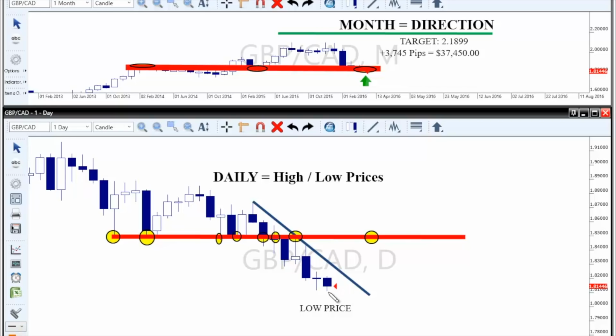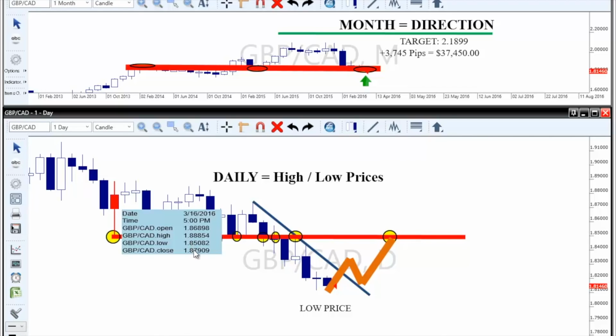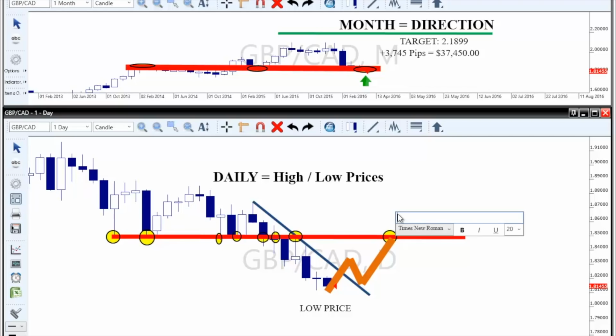This market is going to press up, break this trend line, test the backside of the trend line, and press just like that. And then the red line is where this market's going to have hesitation. That red line is going to be 1.8508. 1.8508 is going to be the future high price. That is what we are looking for.